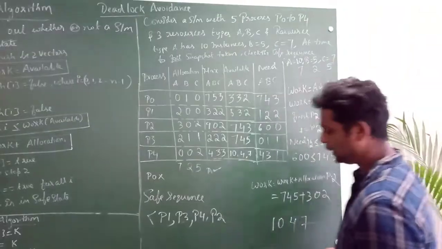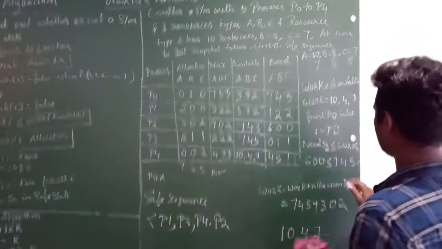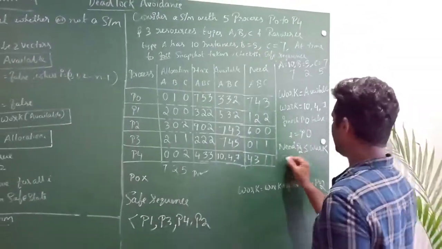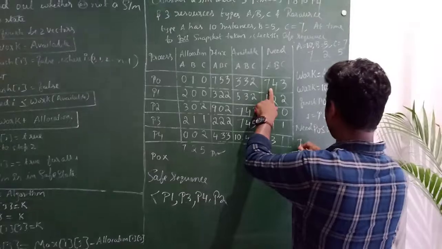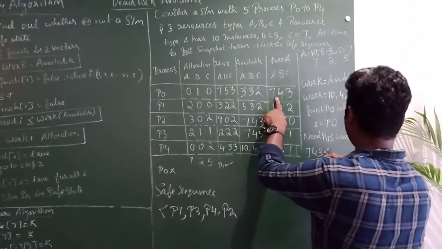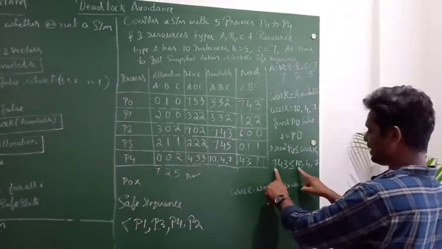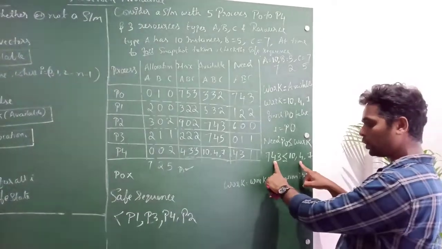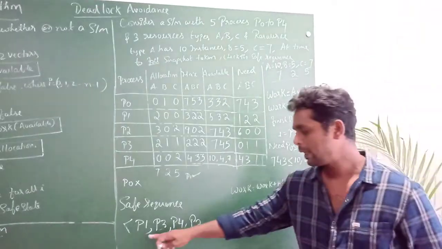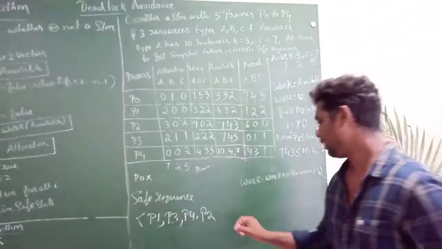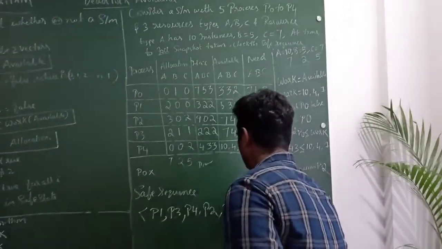Even P2 completed. The only process left is P0. I'll check with your P0. Need of P0 here is 7, 4, 3 is less than or equal to 10, 4, 7. 7 is less than or equal to 10, true. 4 is less than or equal to 4, true. 3 is less than or equal to 7, true. So P0 can execute after P1, P3, P4, P2 have released the resources. So the next process to execute is P0. Hope you are clear.